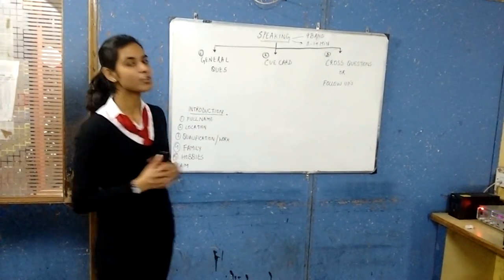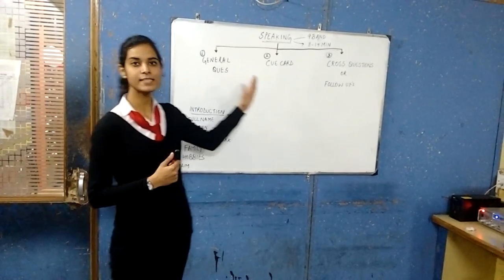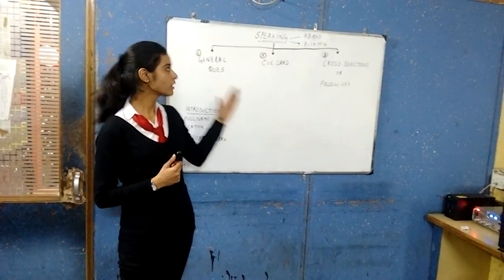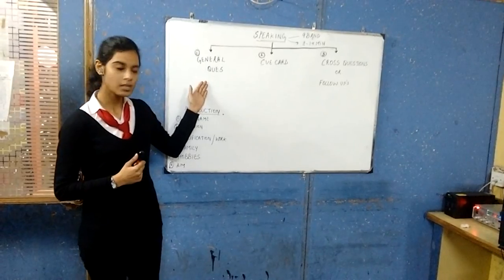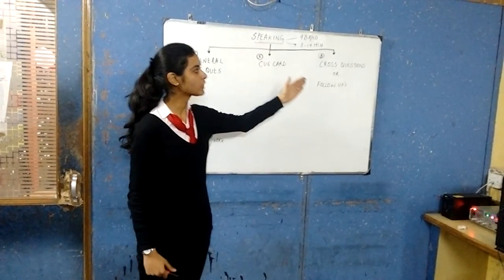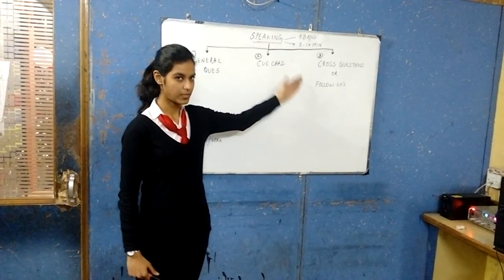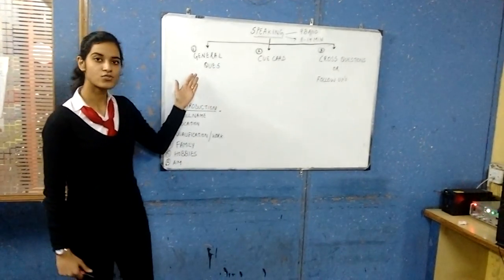Okay, let's move to the speaking module. There are particularly 3 sections in the speaking module. The first section is called the general questions, the second one is the cue card, and the third one is the cross questions. In the first section, it is a general question round.